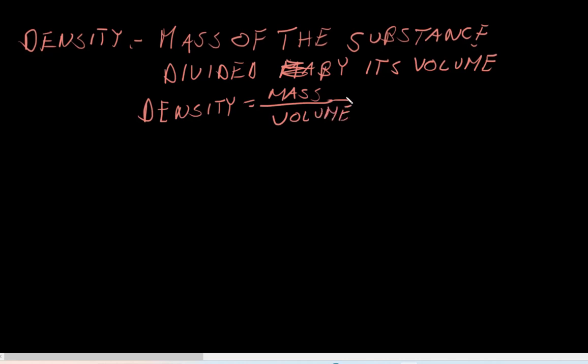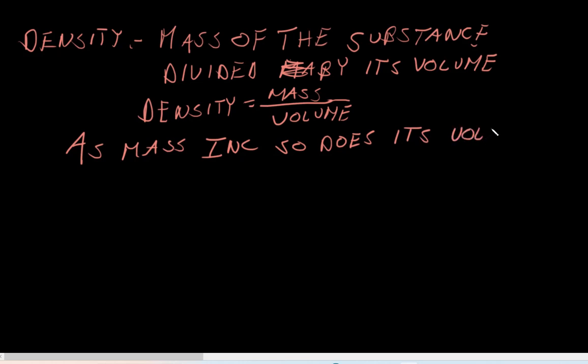If you're in a lab doing a lab, mass is going to be done on a balance, and for the volume, there's two different ways you can do it, and we'll look at those in just a second. So when you think about density, it's really a property of the object, because as the mass of the object increases, so does its volume. So therefore, the ratio does not change. The ratio remains constant.